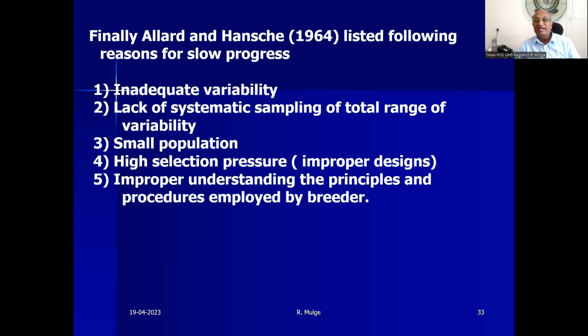Then there is improper understanding of the principles and procedures employed by the breeder. Many times I told you, if they are not good geneticists, or rather if they don't have sufficient knowledge of genetics, they cannot be good plant breeders. They may be lucky, sometimes they can succeed, but improper understanding of the principles and procedures applied, why they are doing this, what the basis for that is. If they don't know, it becomes a failure, right? You will end up with no results, no improvement in plant breeding.